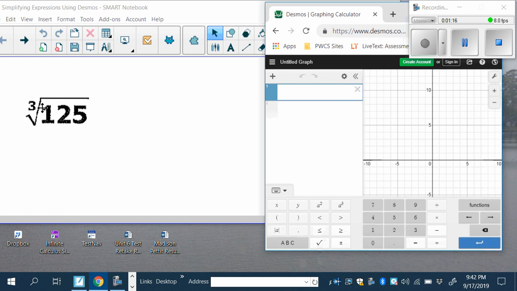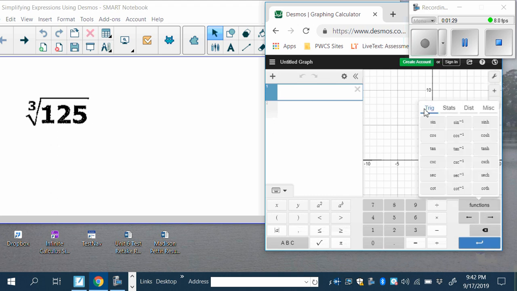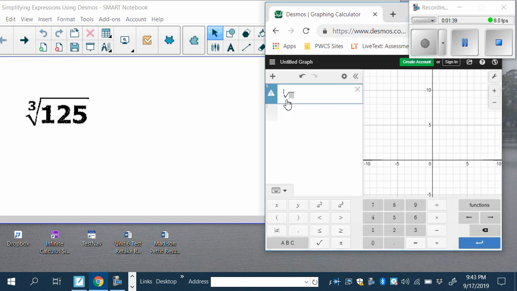So I'm trying to find the cube root of 125, and if you notice right here, I have the square root, absolute value, squared, and anything to a power. But if I wanted to do the cube root, I press miscellaneous, and I have the nth root right here. So I write down the root that I need, which is 3, and then I put 125 right here. And as you can see, that is 5.